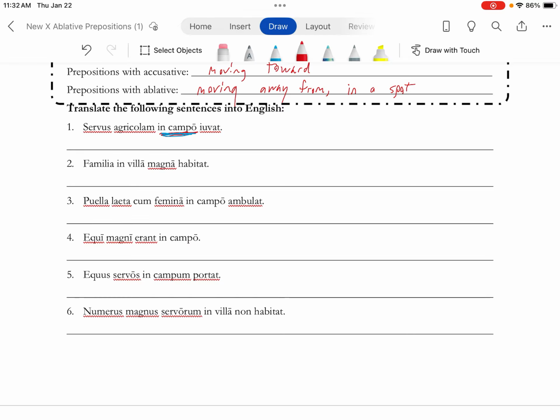In campō is our phrase. Serva agricolam in campō iuvat. The servant helps. Agricolam, the farmer, is our accusative direct object. In campō, in the field.